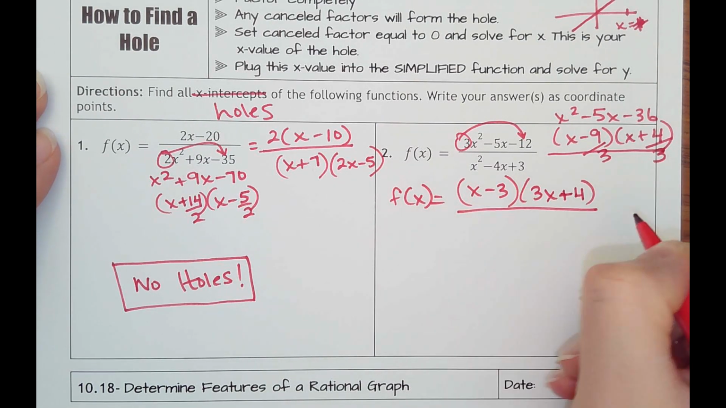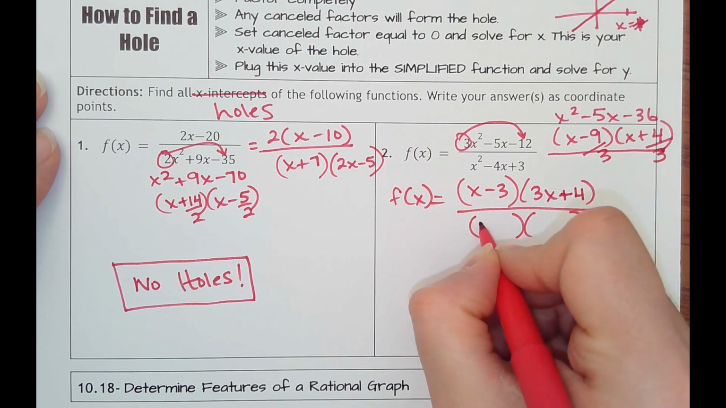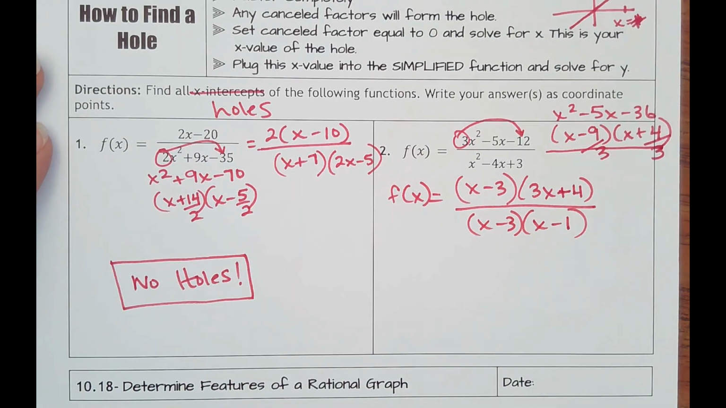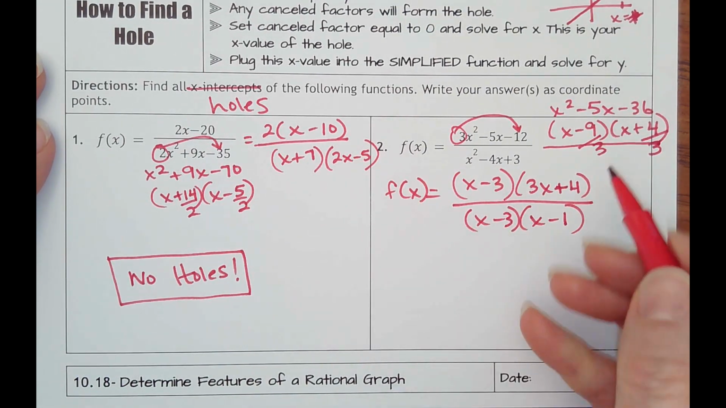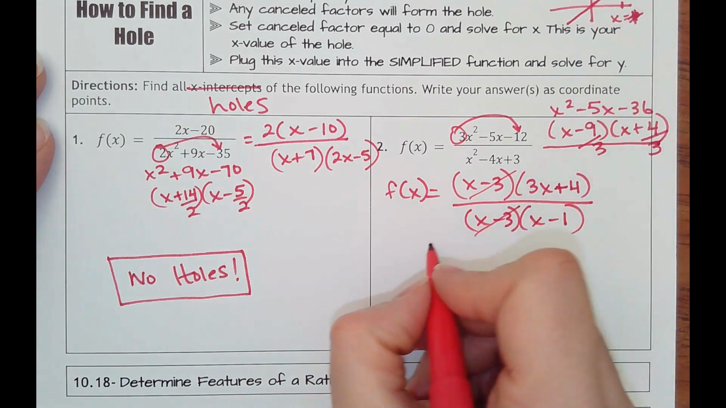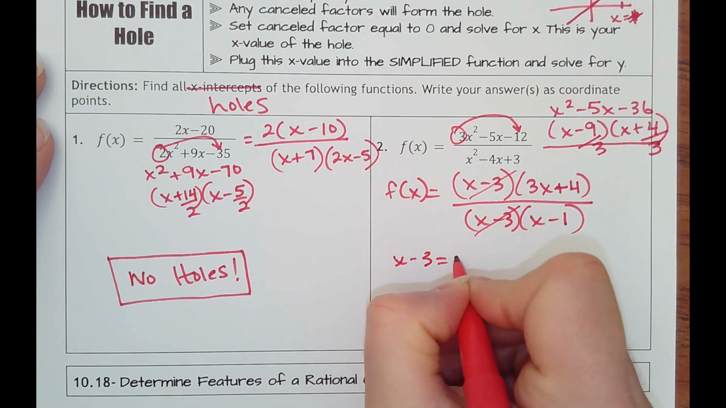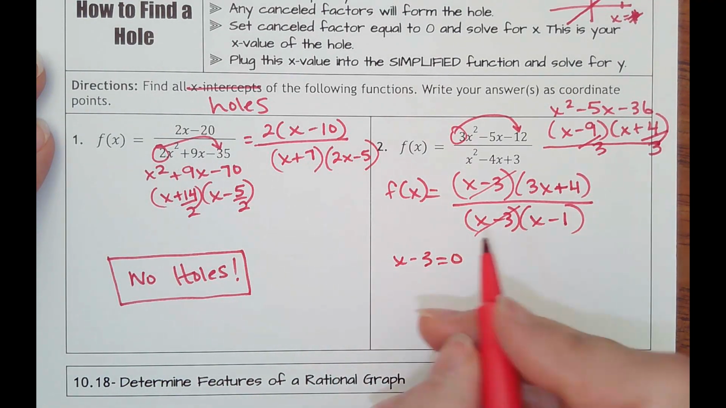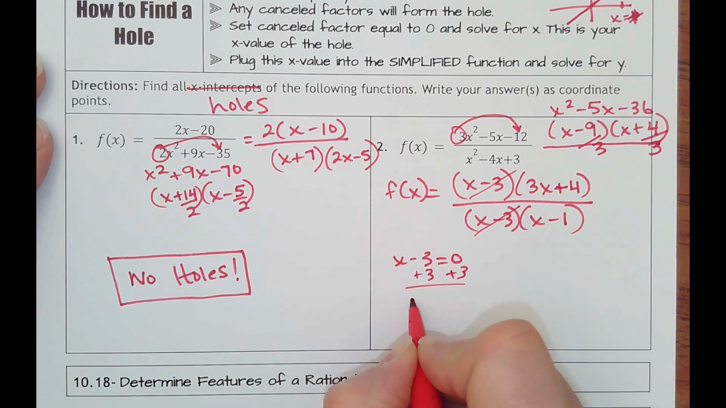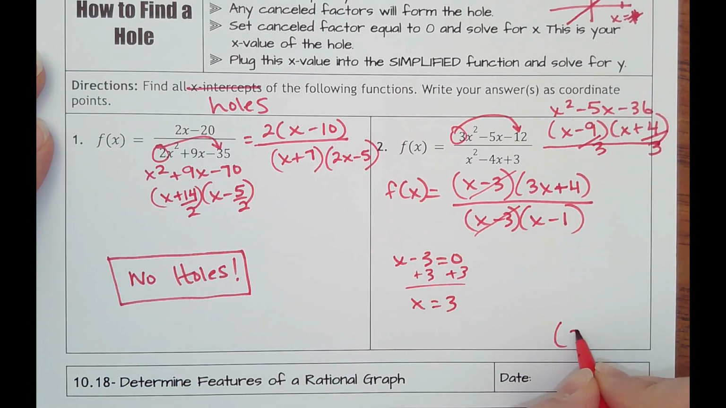Okay, on the denominator, factor that. That'd be negative 3 and negative 1. Okay, so right here, the x minus 3's are the factor that cancels. You take that factor, set it equal to 0, and figure out what x would be to make that 0. So you'd add 3, so x is 3. That is then the x coordinate of the hole.